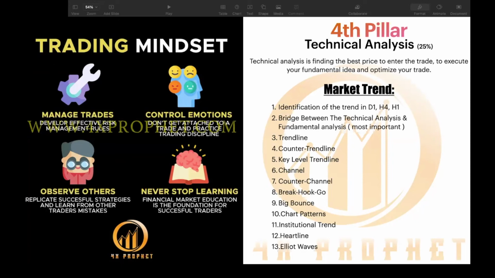Identification of the trend on the daily time frame, the 4-hour time frame, the 1-hour time frame. The bridge between the technical analysis and the fundamental analysis, super important, like I mentioned already. Your trend line, your counter trend line, key level trend line, your channel. Channel is when you draw, let's say, a bullish trend line going up, and then we just match it on the next side, creating a channel, all right, where you see where price is bouncing off of it.